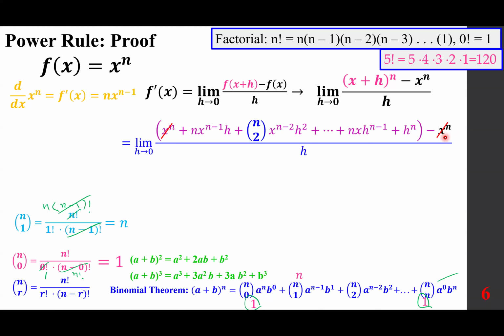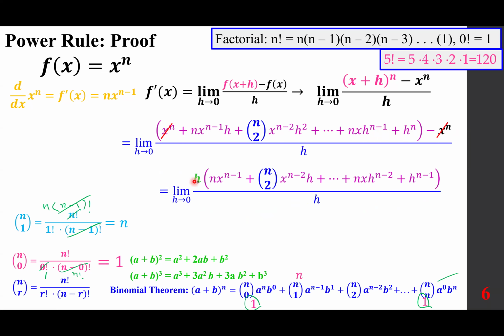In the numerator, everything involves h. So we can factor the h out. When I factor the h out, I get this one here. This becomes the same thing times h to the power of 1. This becomes the same thing, h to the power of n minus 2. And this one becomes h to the power of n minus 1 because we take out one of those h's.